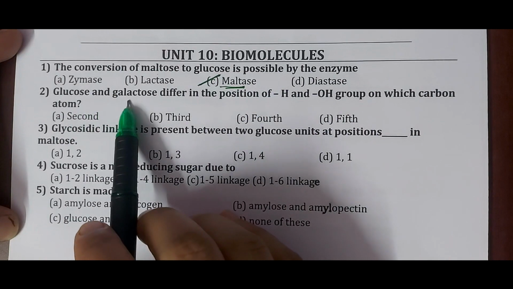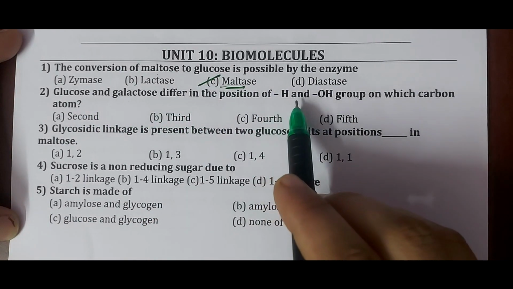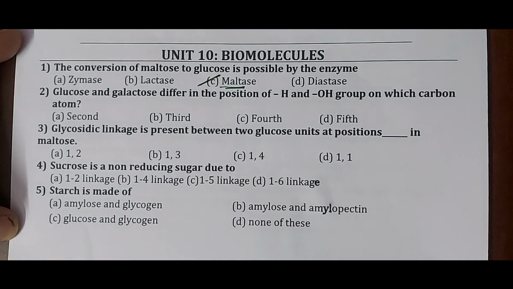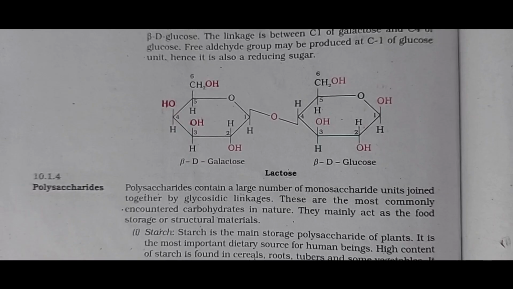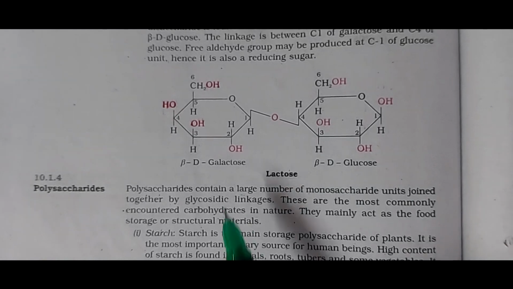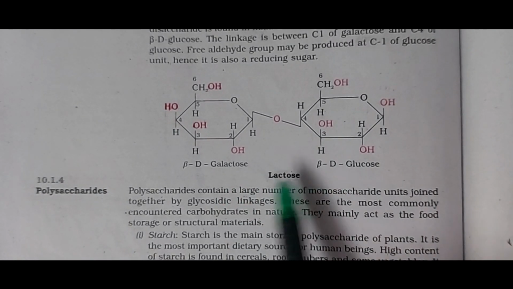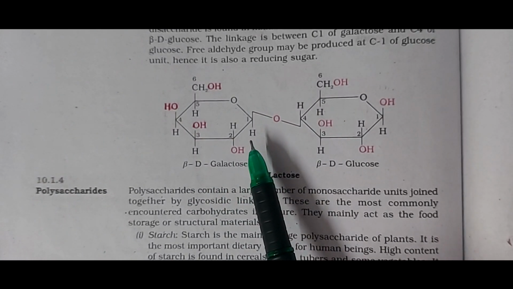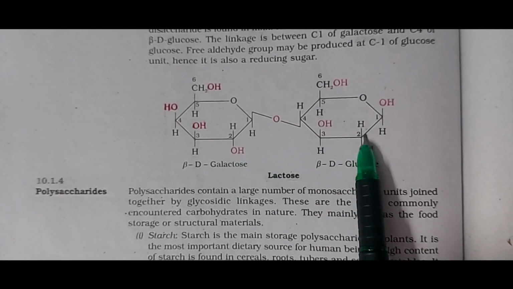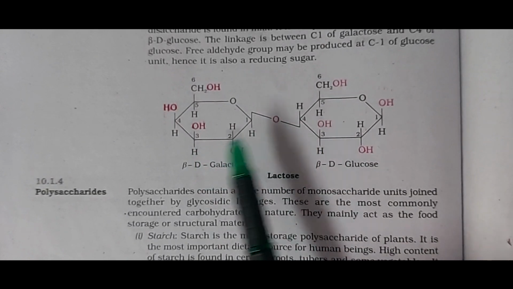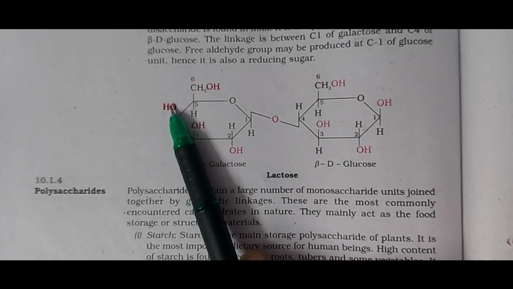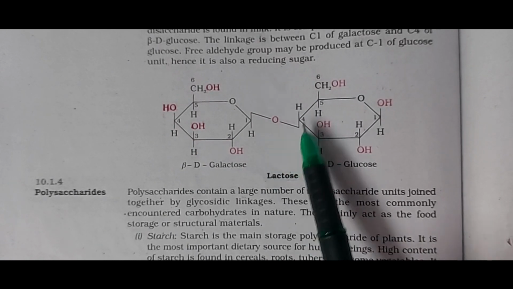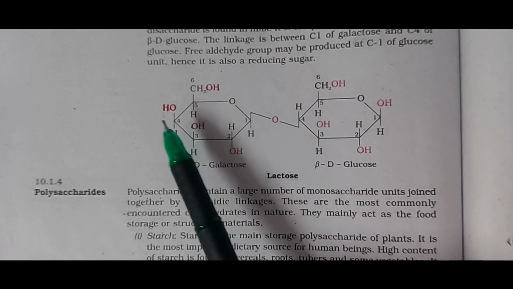Next, glucose and galactose differ in the position of the H and OH group on which carbon atom. So we'll try to write the structure of both glucose and galactose. If you see the structure of beta D glucose and beta D galactose, you can see that the configuration is the same at the first, second and third carbon atoms, but at the fourth you can see that you have OH and H here, and H and OH there. That means they differ at the fourth carbon atom.